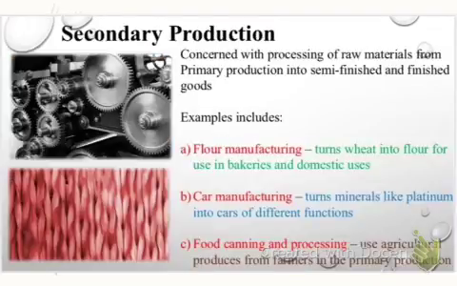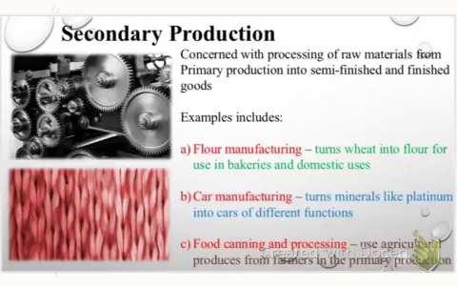Secondary production. This is concerned with processing of raw materials from primary production into semi-finished and finished goods. Examples include flour manufacturing, which turns wheat into flour for use in bakeries and domestic uses. You can see that flour is a semi-finished good which can be used for confectionaries, which are finished products in bakeries. The second example is car manufacturing, which turns metals and minerals like platinum into cars of different functions.